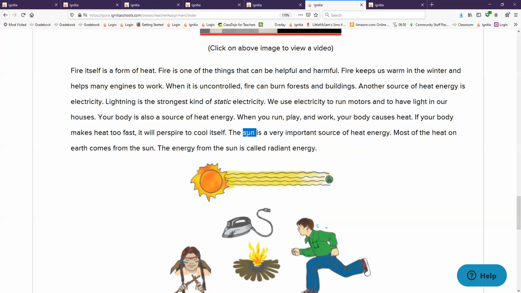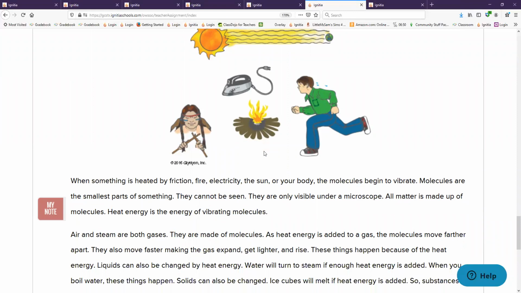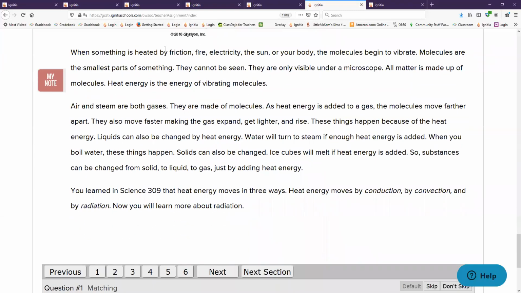The sun, number 5, is a very important source of heat energy. Most of the heat on the earth comes from the sun. The energy from the sun is called radiant energy. When something is heated by, here are the 5 in case you forgot them in the last 10 seconds: friction, fire, electricity, the sun, or your body.